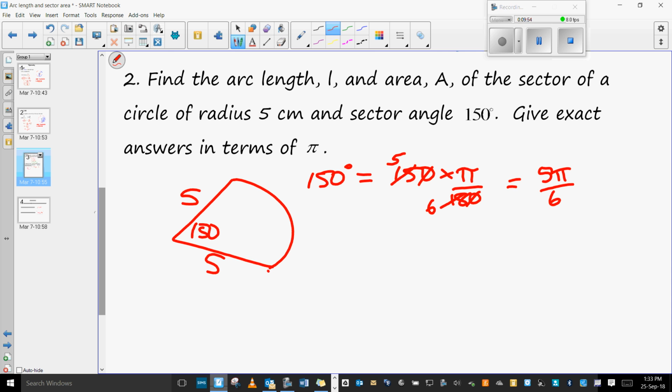So we're now trying to find the arc length. So L is going to be 5 multiplied by 5 pi over 6. Remember 5 is 5 whole ones. So that's just 25 pi over 6.